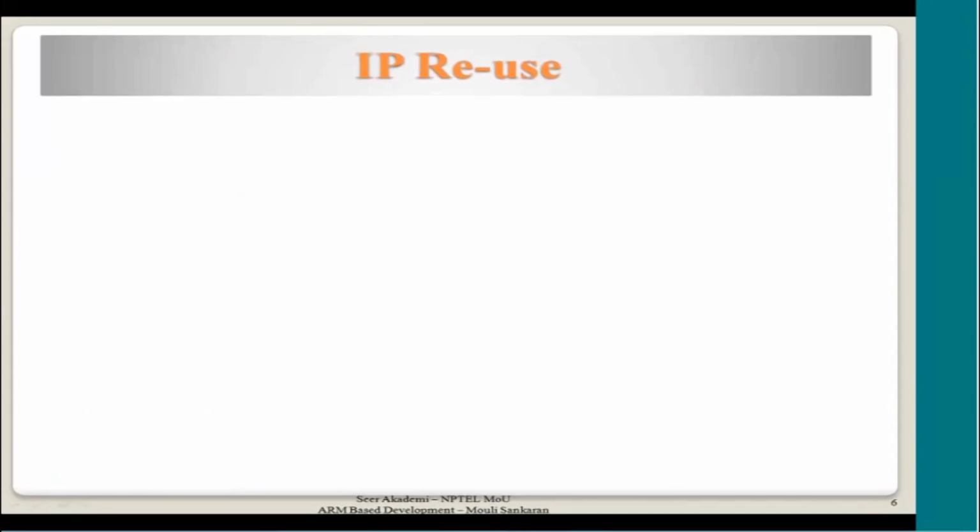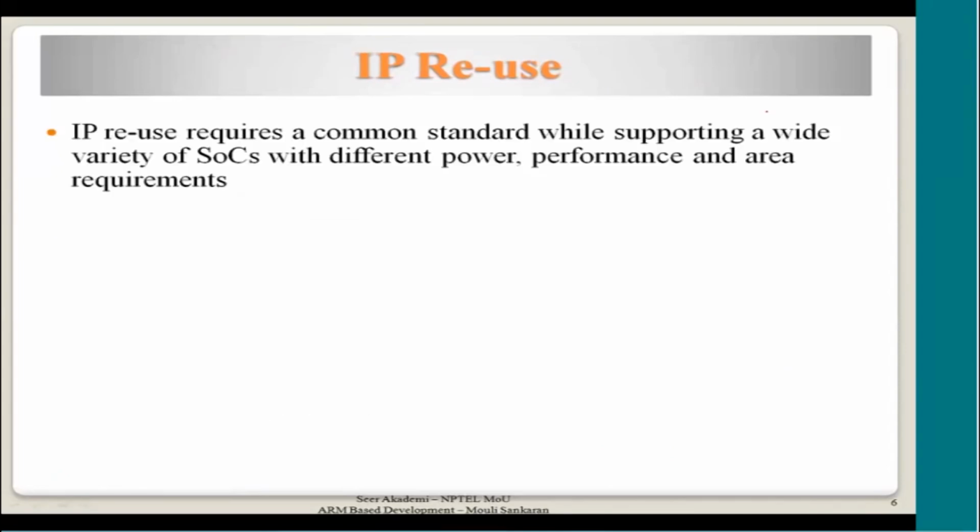Now, what are the IP reuse related advantages? IP reuse requires a common standard while supporting a wide variety of SoCs. So there should be a common standard, but it should not be restrictive. If it is restrictive, then too many people may not be willing to use it. So a common standard supporting this wide variety of SoCs is the most successful feature of the AMBA specification, with different power, performance, and area requirements.